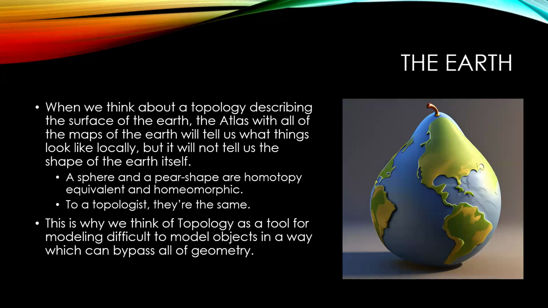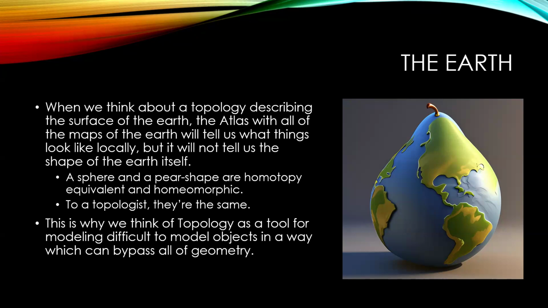Another example is the Earth. When we think of the Earth, we can think of a topology describing the surface of the Earth, and the atlas with all of the different maps of the Earth will tell us what things look like locally, but it will not actually tell us the shape of the Earth itself. And this is one of the benefits and drawbacks of topology. It's geometry without geometry. And so a sphere and a pear shape are homotopy equivalent and homeomorphic.